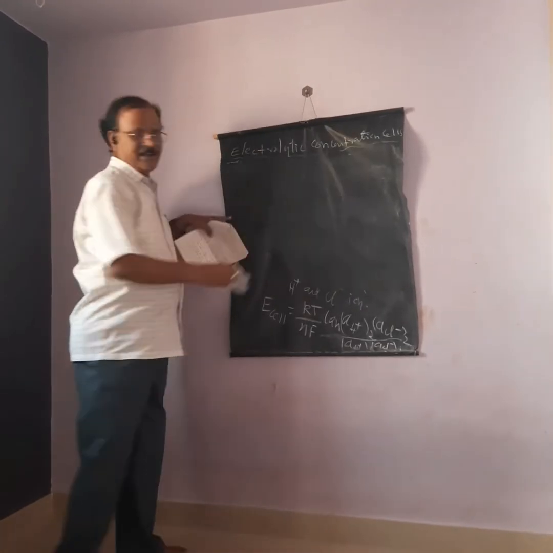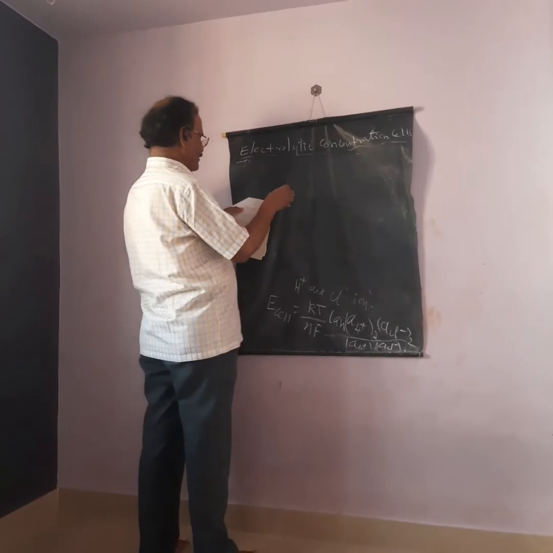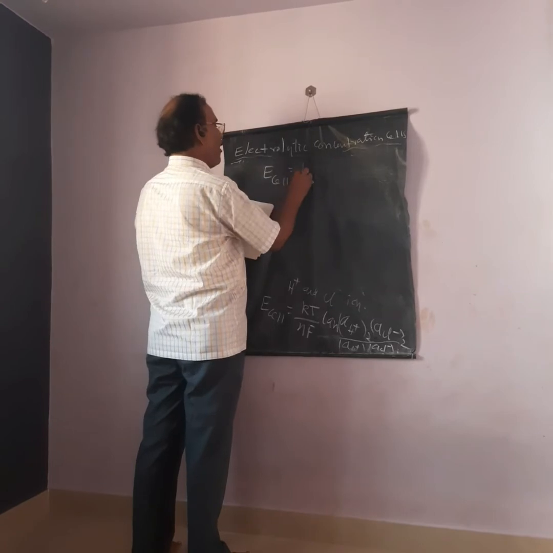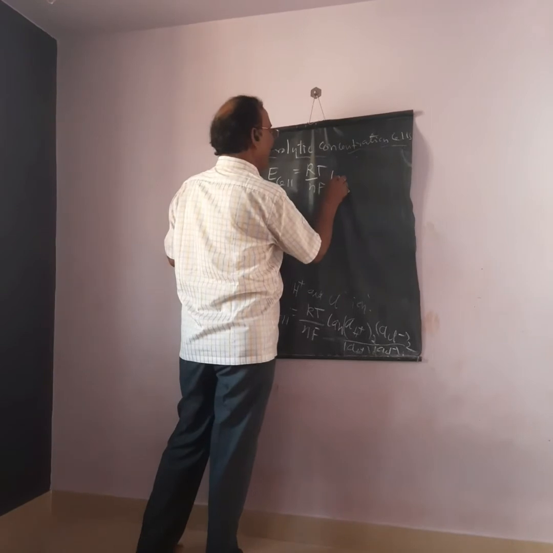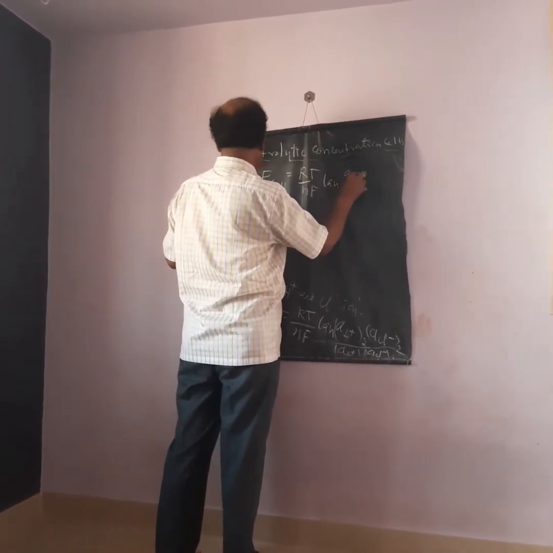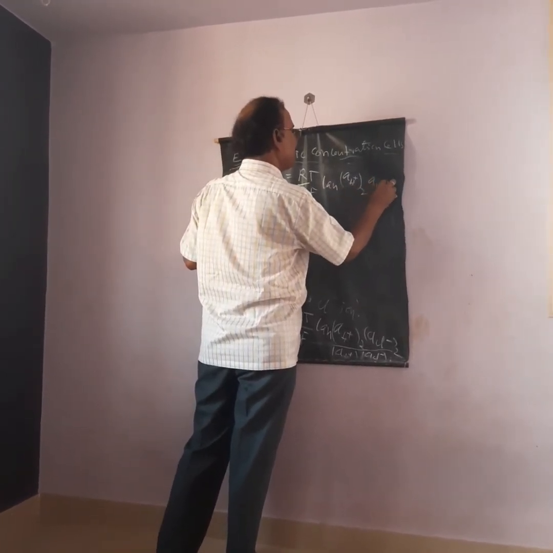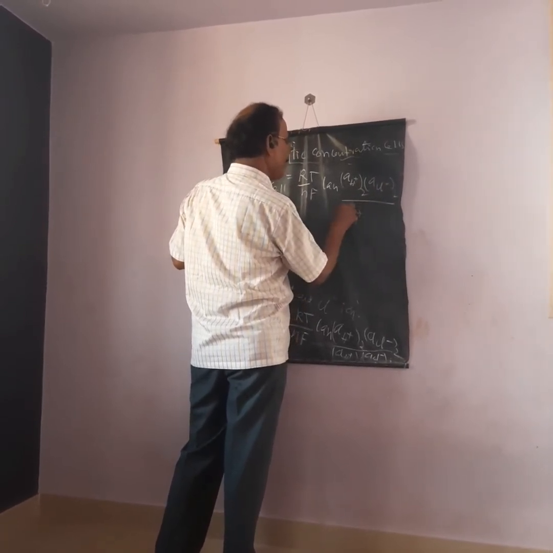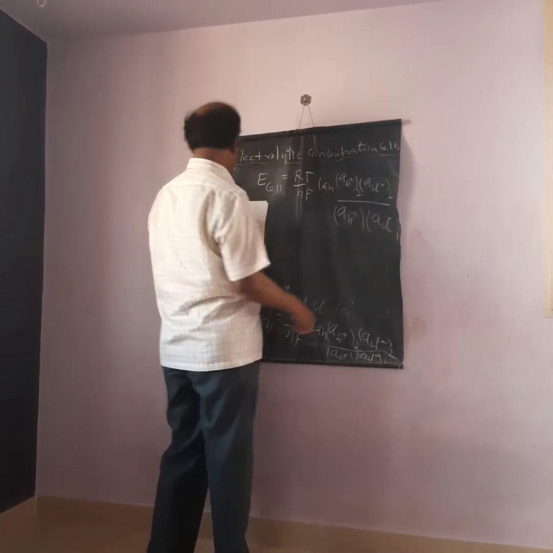Here you can write it clearly in another step. How to write this one? This is equal to: EMF of this cell is equal to RT divided by NF into ln of the activity of H plus 2 into the activity of Cl minus 2, divided by the activity of H plus 1 into the activity of Cl minus 1.